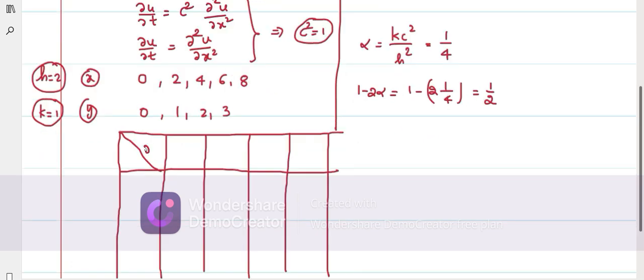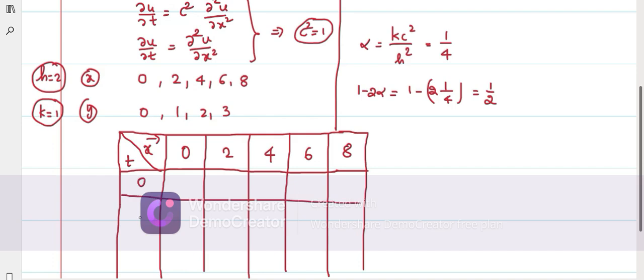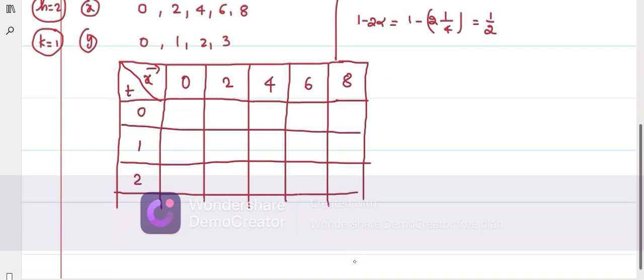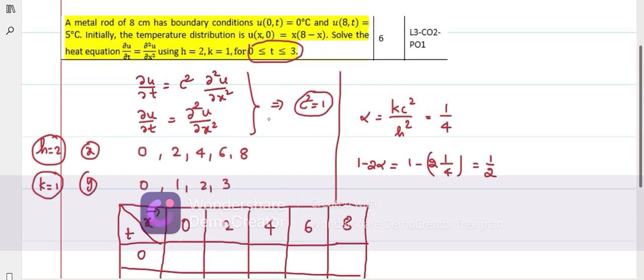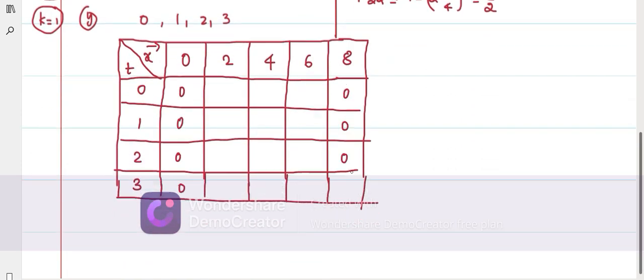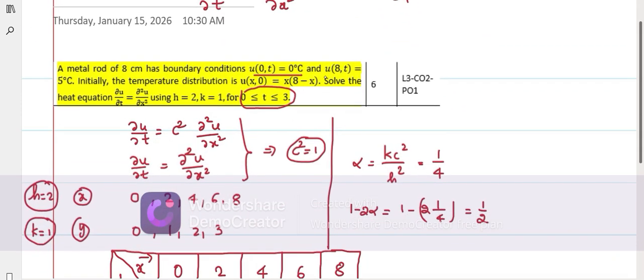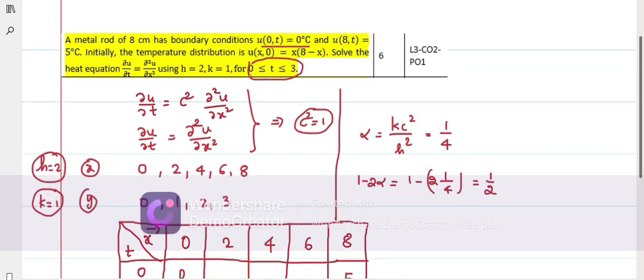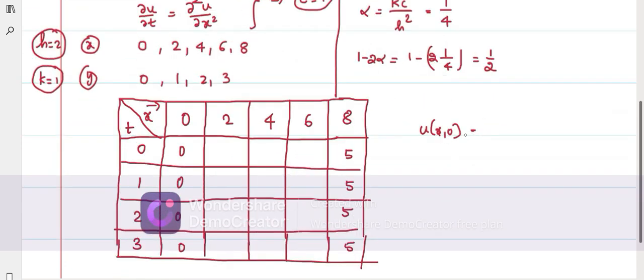Let me write the x values here and the t values here. The x values are 0, 2, 4, 6 and 8, and the t values are 0, 1, 2 and 3. First look at the boundary condition: u of 0 comma t equals 0 degree Celsius, so the first column is 0 and the last column is 5. Now look at the initial condition: u of x comma 0 equals x into 8 minus x.